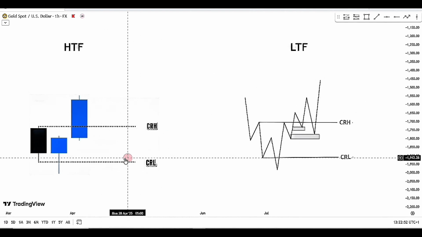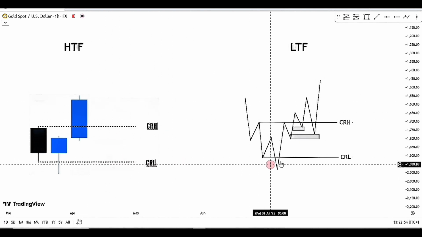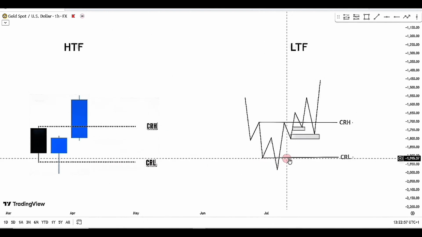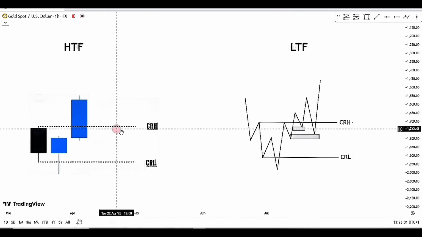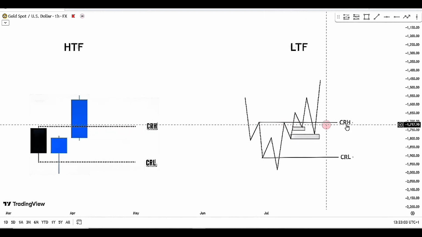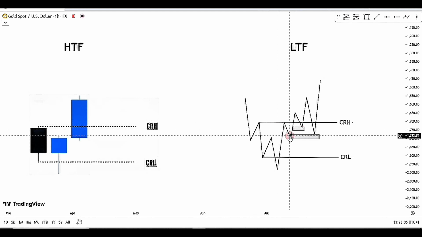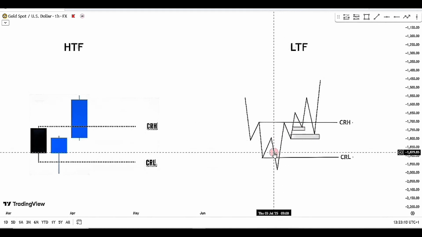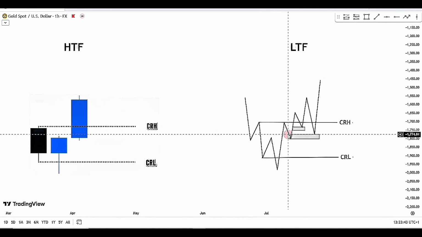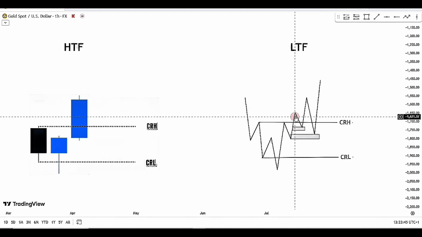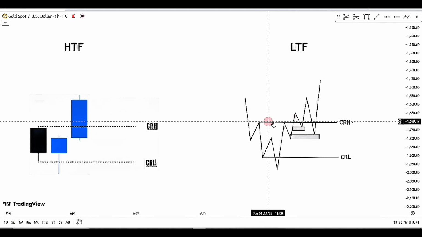And looking at the higher time frame, let's say this candle range low is representing this candle range low on the lower time frame, and the candle range high on the higher time frame is also representing the candle range high on the lower time frame. So now what happened? Price came back, took out this candle range low. We saw that aggressive push to the upside. So at this point, this is actually the break of the candle range high.